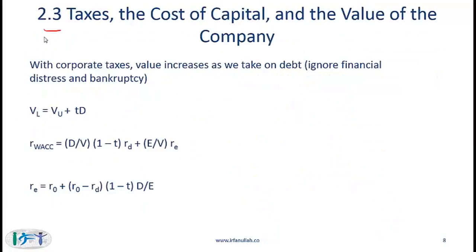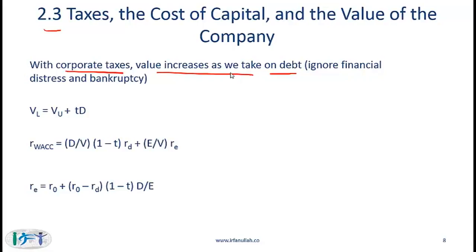Now we move to section 2.3 where we introduce taxes. With corporate taxes, value increases as we take on debt. We are still going to ignore financial distress and bankruptcy. But what is the relationship now and why does this happen? The reason value increases when we take on debt is that interest payments are tax deductible.